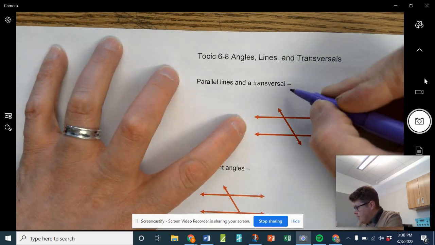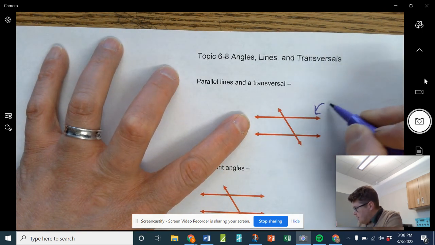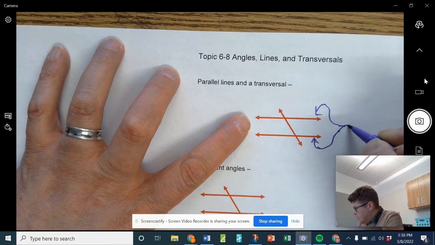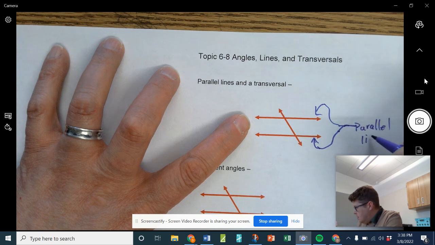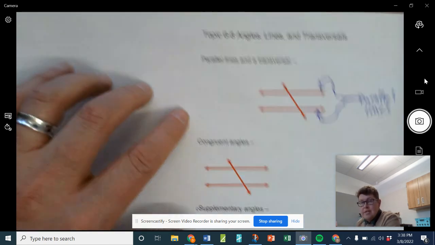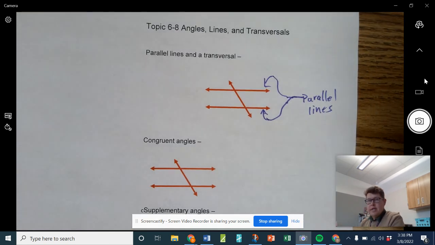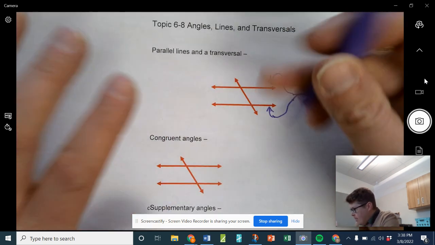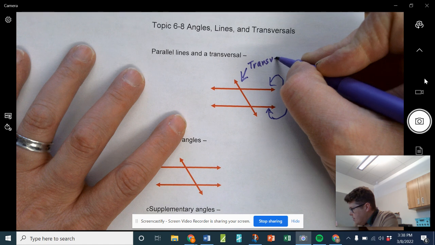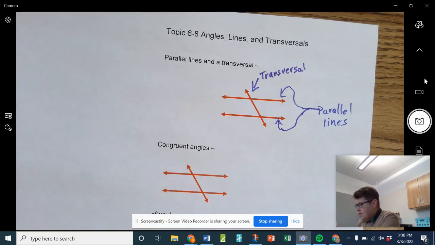So the parallel lines are obviously these right here. Remember, parallel lines don't touch each other; they don't intersect. And then the line that cuts across them is the transversal, right there.